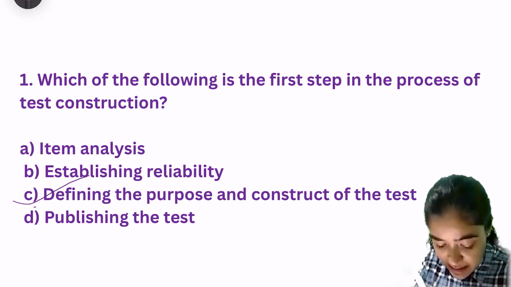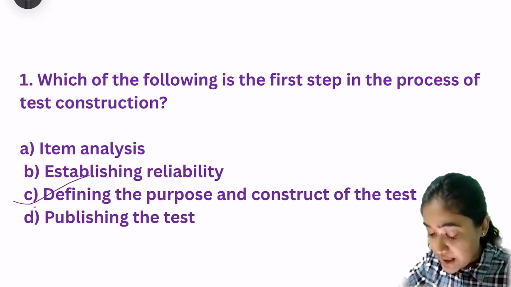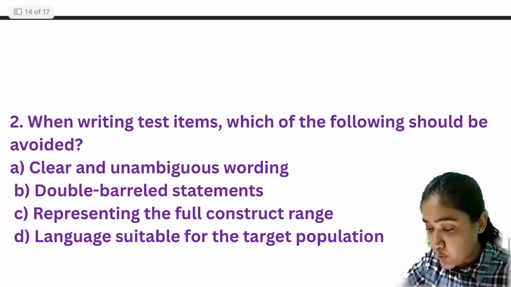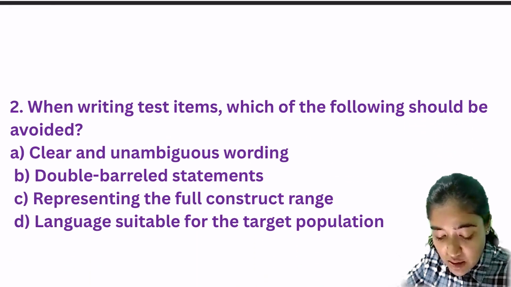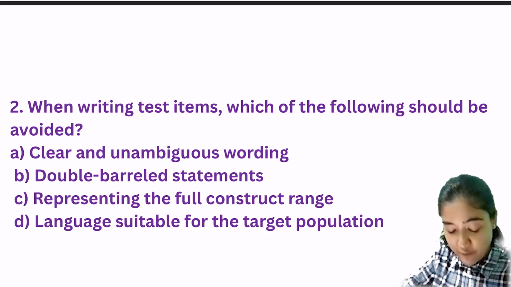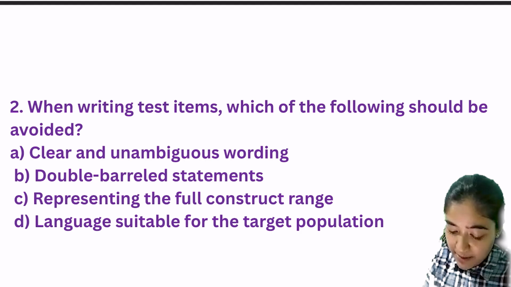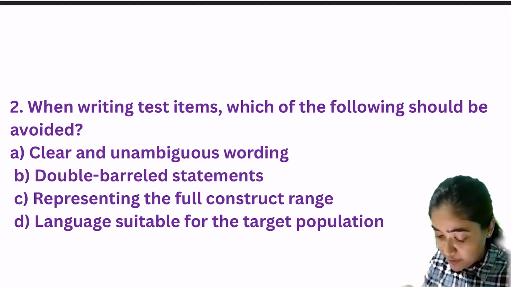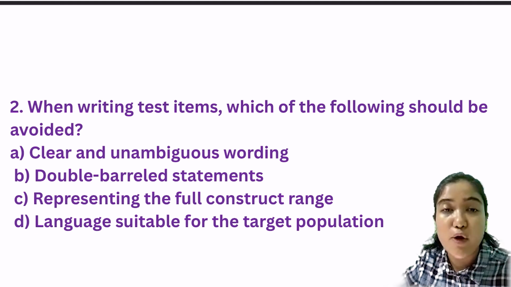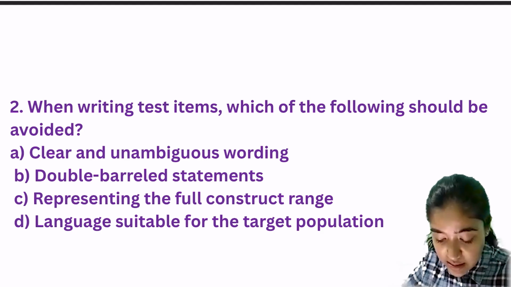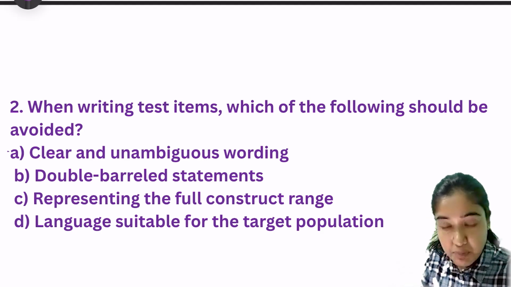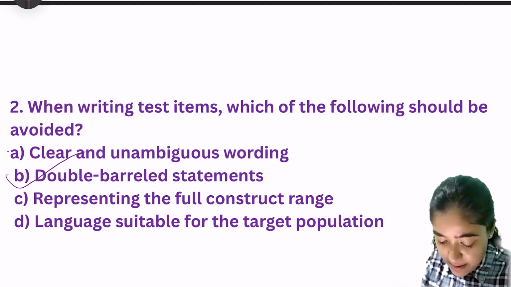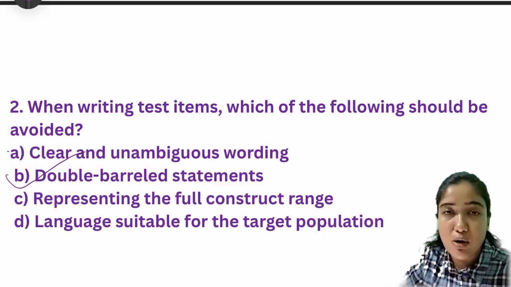So it is C, defining the purpose and construct of the test. That's the first thing that we do. Next question is, when writing test items, which of the following should be avoided? Clear and unambiguous wording, double-barreled statements, representing the full construct range, or language suitable for the target population? Which is the correct answer? Is it clear and unambiguous wording? No. Double-barreled statements should be avoided at all cost.